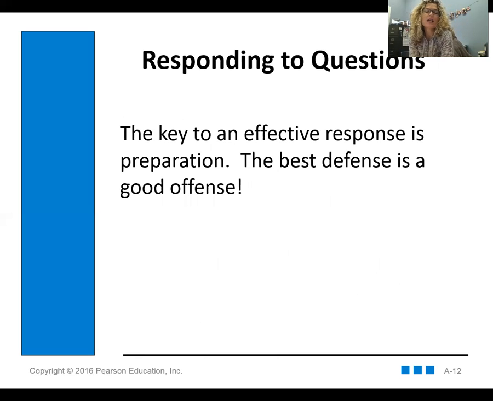And then the last slide talks about responding to questions. You most likely will not get any questions during the first round of the presentations because we are crunched for time to get through all of them. So if you do get questions, you want to think about how to respond in this way.